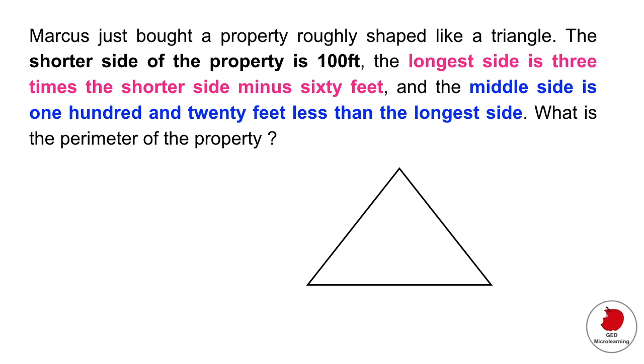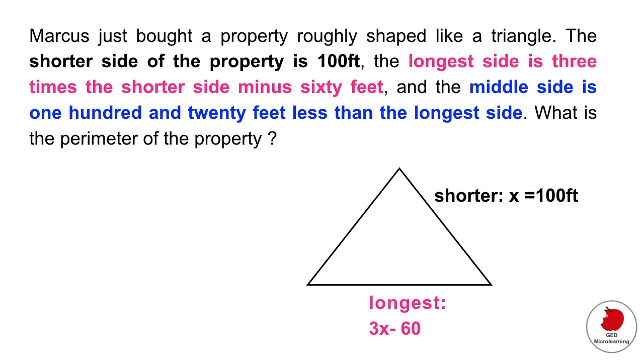So it says here in bold that the shorter side of the property is 100 feet. So we're going to call this side the shorter side, and we're going to call it x. So we're going to say that x is equal to 100 feet. Then in pink, it tells us the longest side is 3 times the shorter side minus 60. So that would be 3x minus 60. That's the longest side.